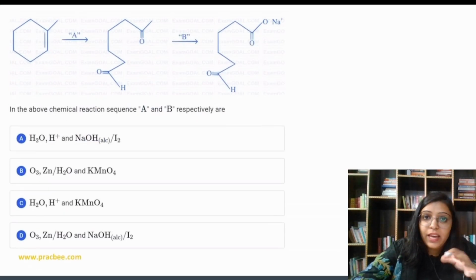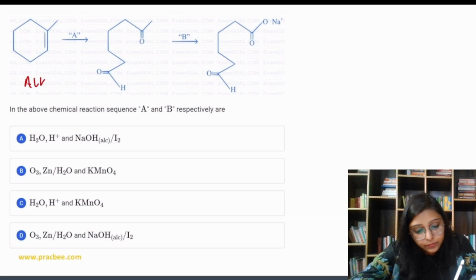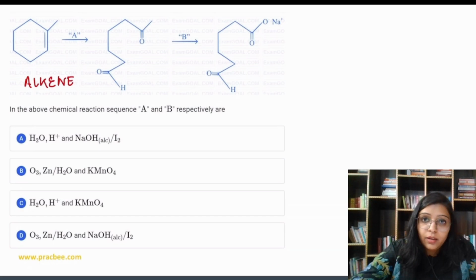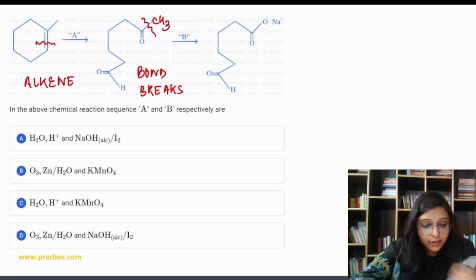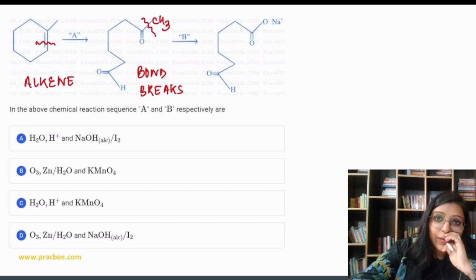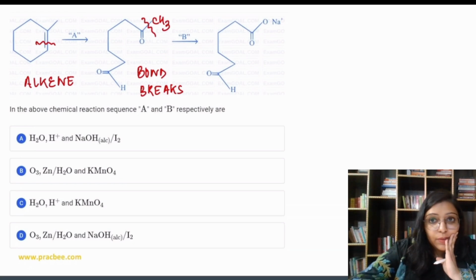The question says we have an alkene. Here we have the alkene. Perfect. Now here the bond breaks. Then we have the B region, and here you can see CH3. Here this bond breaks. Here we are going to break this bond. How to solve this?